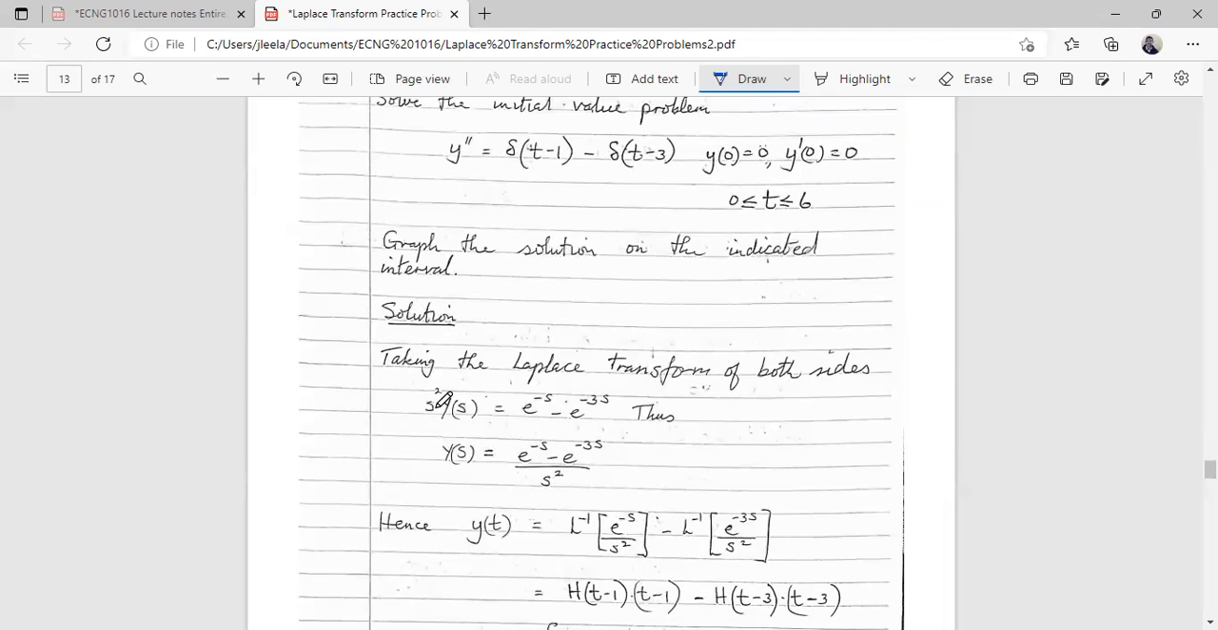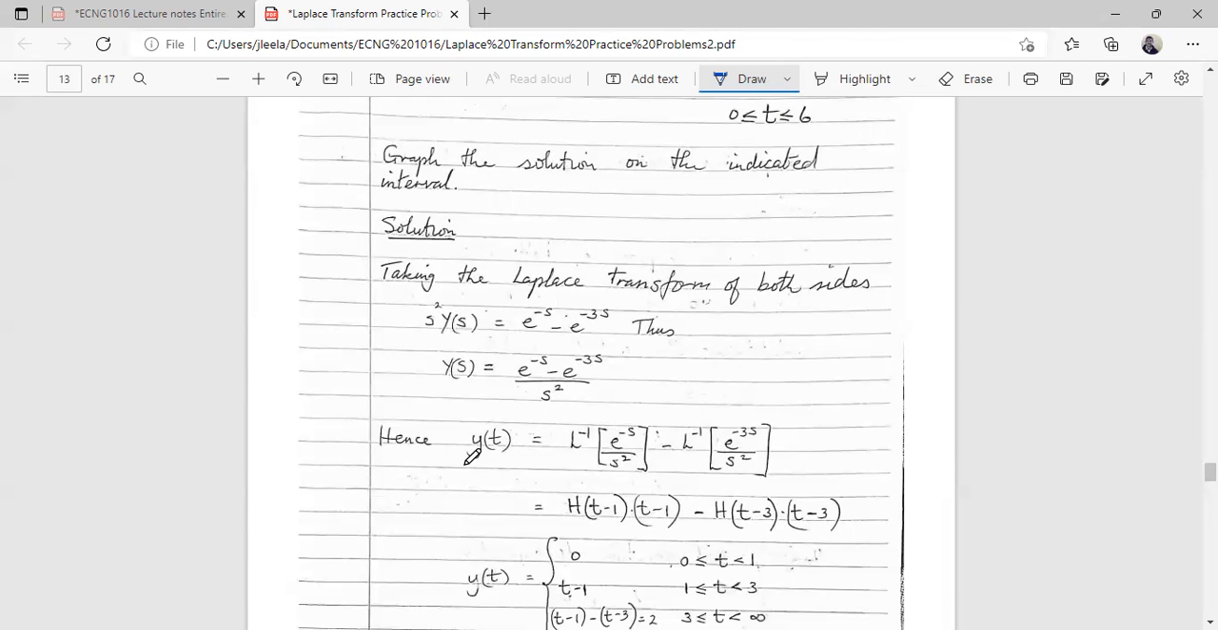So the left hand side here you get s squared Ys, because remember the initial condition is 0. The Laplace of the Dirac delta t minus 1 is e to the minus s, and the Laplace of the Dirac delta t minus 3 is e to the minus 3s. So you'll end up getting Ys is equal to e to the minus s minus e to the minus 3s over s squared, right?